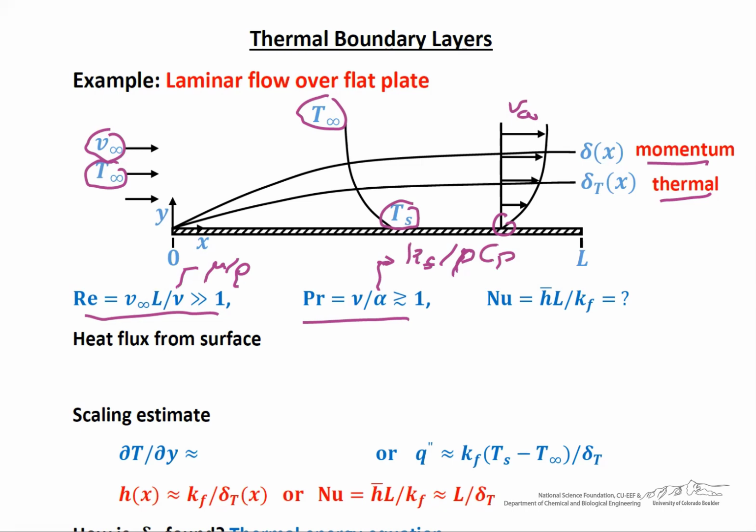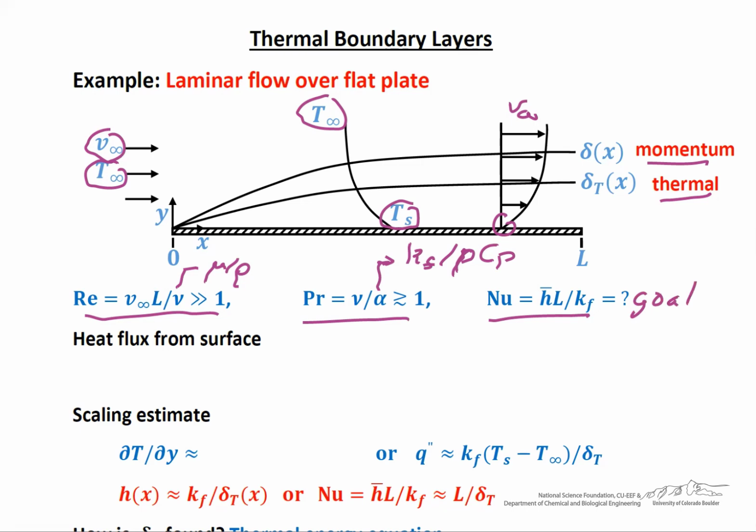Now, another parameter of importance is the Nusselt number. And the Nusselt number is a dimensionless heat transfer coefficient made dimensionless with the thermal conductivity in the denominator and the length scale of the plate in the numerator. And that's our goal, is to find the Nusselt number, because then we can find the area average heat transfer coefficient H with a bar over it.